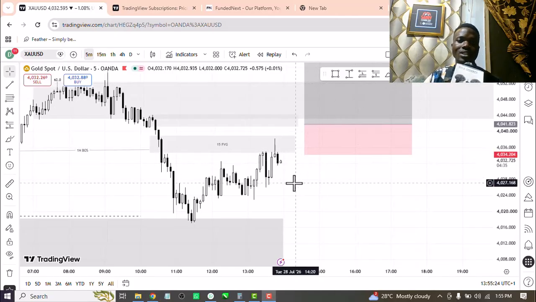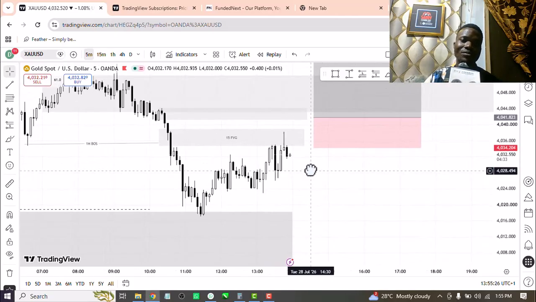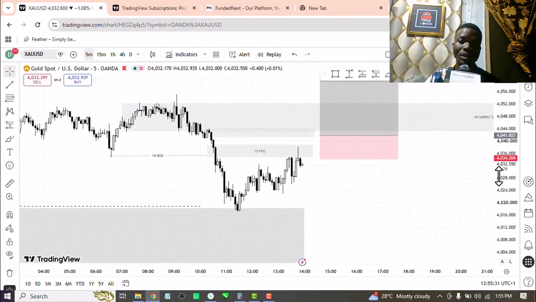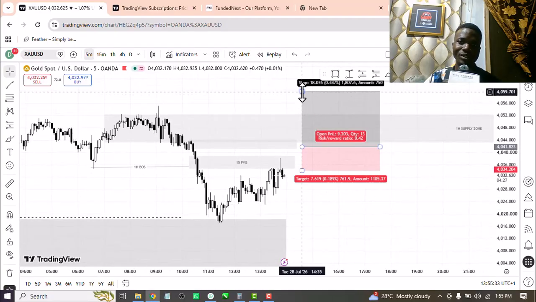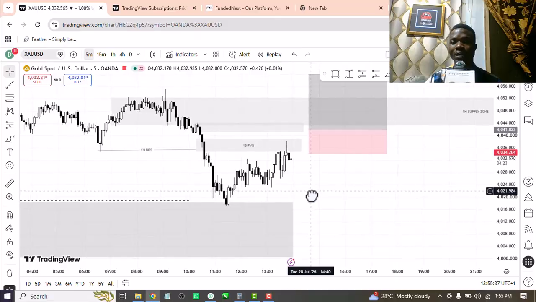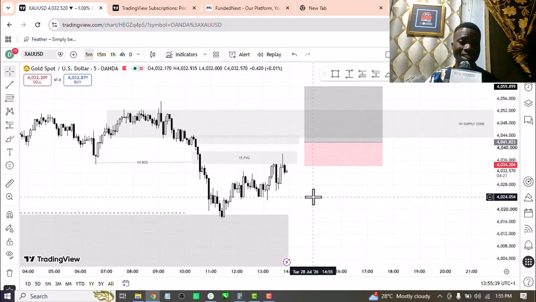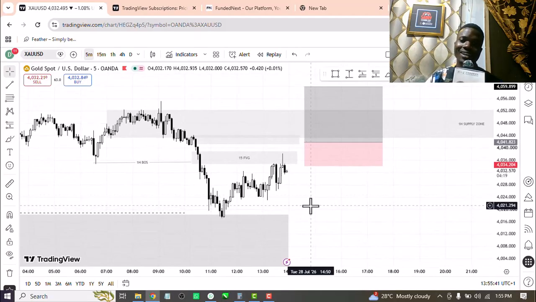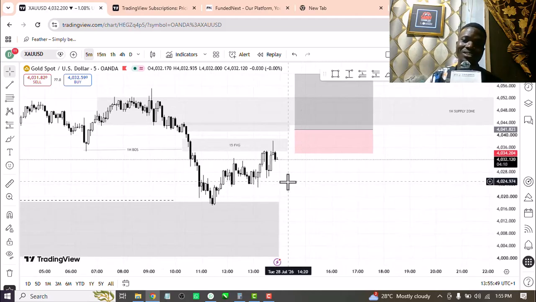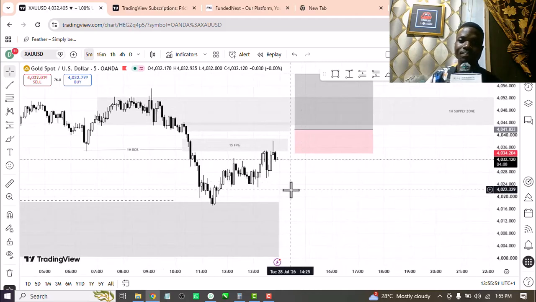So let us see, because I want to ensure that I follow through how price is going to react very well today. I'm not at work right now, so I want to give my time to how price is going to react today, because I know that something good is coming, really. So let us see how this is going to play out.